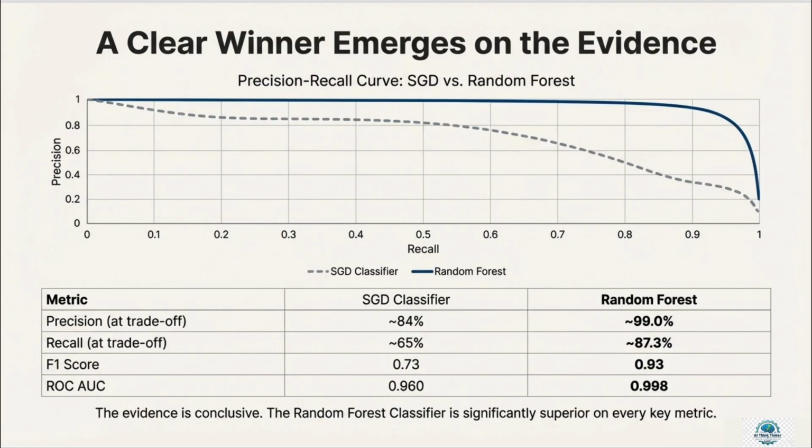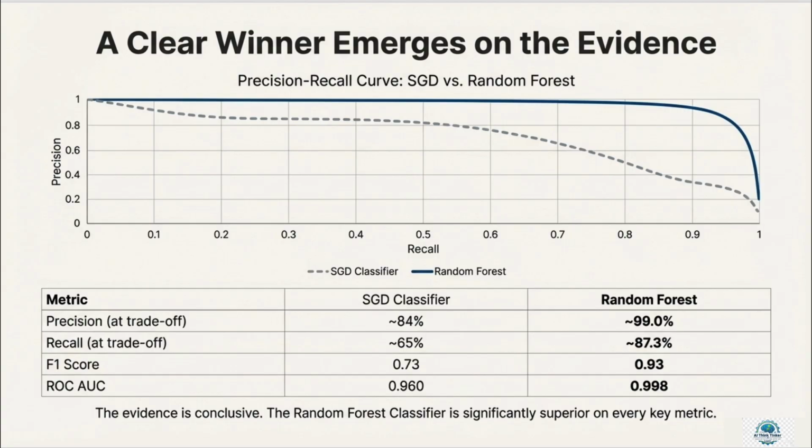The results are in, and the visual evidence is undeniable. Look at the comparison graph. The dotted line is our old SGD classifier. The solid blue line is our random forest. The random forest curve is pushed incredibly close to the top right corner. This is exactly what we want to see. At the same level of recall where SGD struggled, random forest maintains near perfect precision.